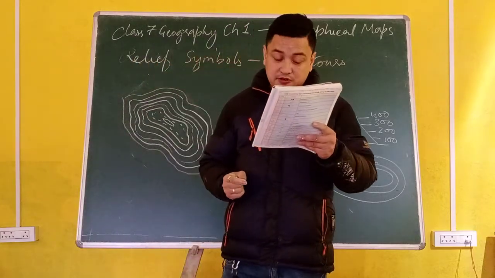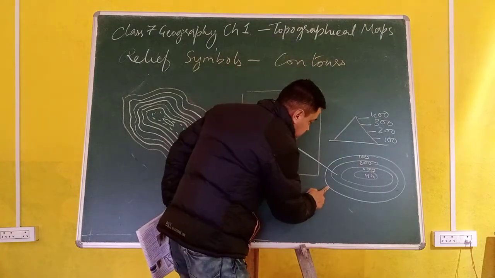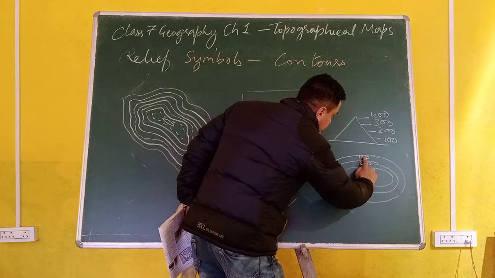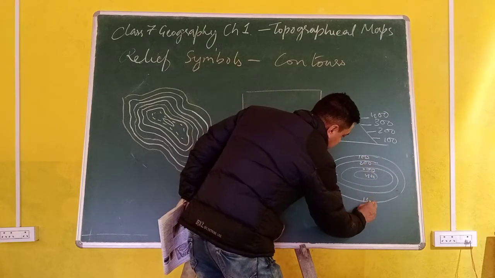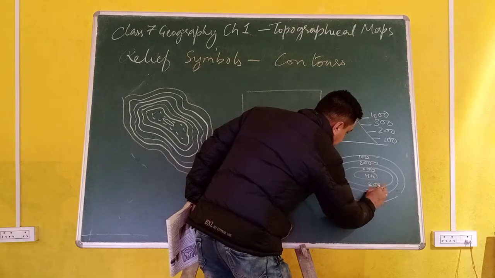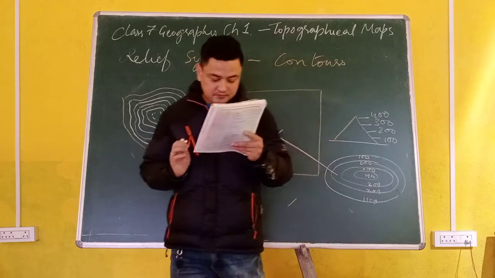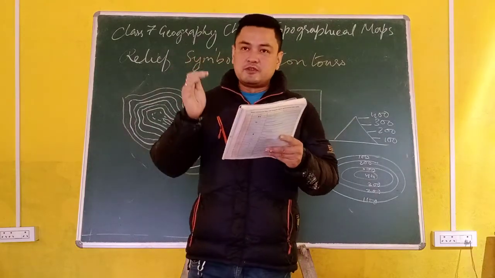Contour lines are imaginary lines which join places of the same altitude. So this line basically joins places of 100, also 100, also 100, also 200, also 300. Now you can see they join places of the same height, and they start from the sea level.